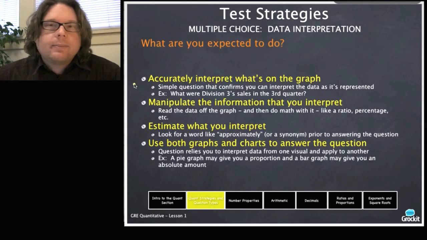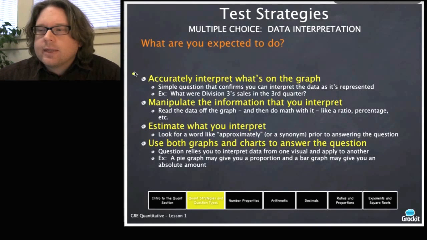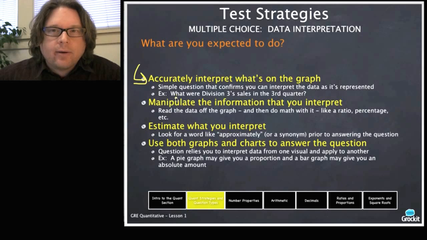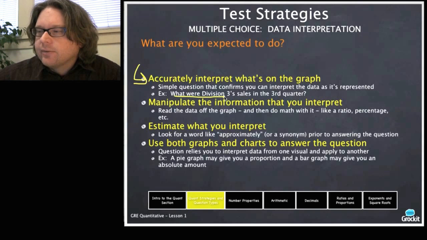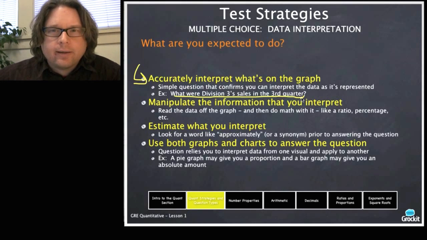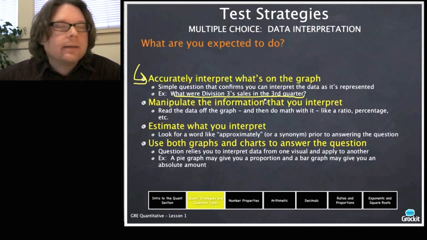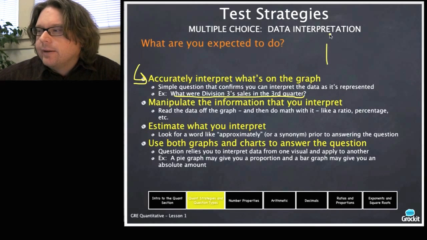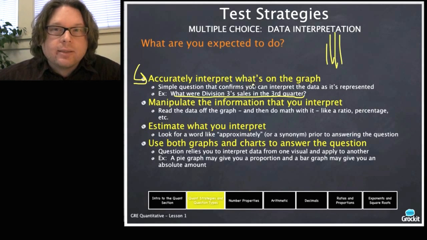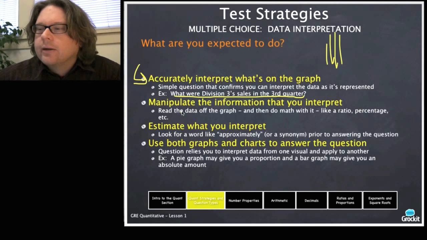And so what you're expected to do is a variety of things. Sometimes you'll be asked to just interpret what's on the graph. What were Division 3 sales in the third quarter? You have to correctly identify Division 3 out of multiple divisions, presumably, and correctly identify the third quarter ones. People can mess this up. It's easy to make a careless mistake, especially when you have a lot of information that's close together on a graph, like a lot of bars that are tiny and small and next to each other.